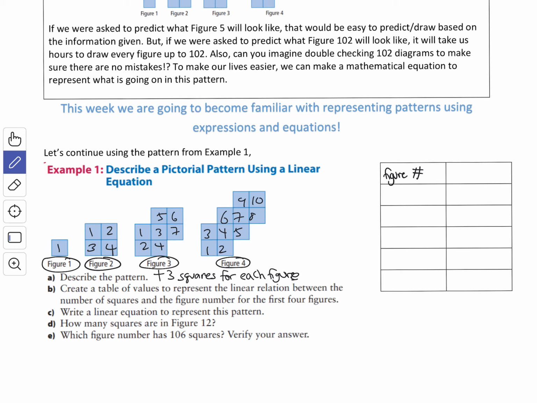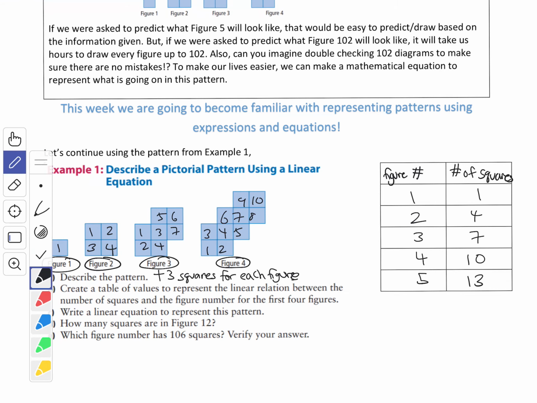Figure number is the name of each drawing, so I'm going to write that first. And then what changes every time is the number of squares. So that goes on the right. For figure number 1, I'm just going to fill out the table. I have 1 square, 2, 4, 3, 7, 4, 10, and I can go one more. Assume what figure number 5 is going to be. Just going to add 3 more, and I have 13.